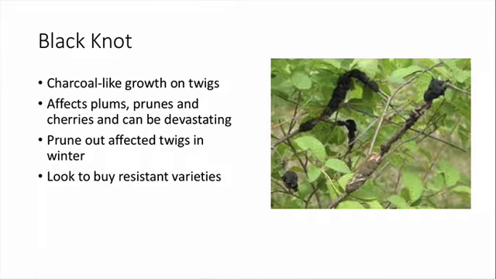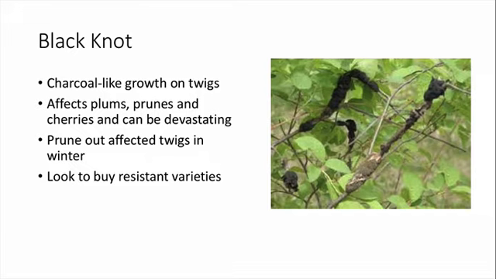Another one of my favorite diseases is black knot. Black knot hits plums, prunes, and especially cherries. And it's this sort of charcoal-like swelling growth on the twigs. The fungus infects the twigs and then starts this sort of charcoal-y growth. And it's really easy to see when the tree is out of leaf. It's actually harder to see if you've got a decent-looking cherry and it starts to get black knot. You might not see it until the winter when the leaves drop out.